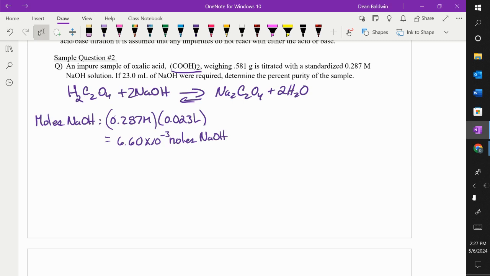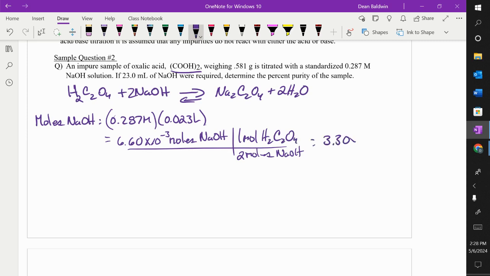What's the ratio? 1 to 2 what? Yeah, so every 2 moles of NaOH are required to neutralize 1 mole of oxalic acid. So this time we're dividing by 2. So 2 moles of NaOH is 1 mole of oxalic, which gives us 3.30 times 10 to the minus 3. So we got the moles of oxalic.